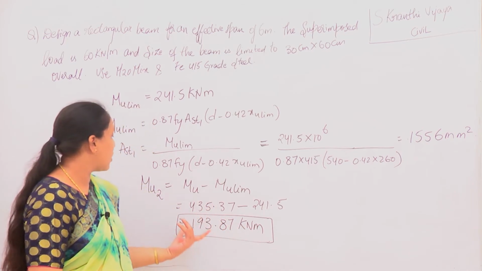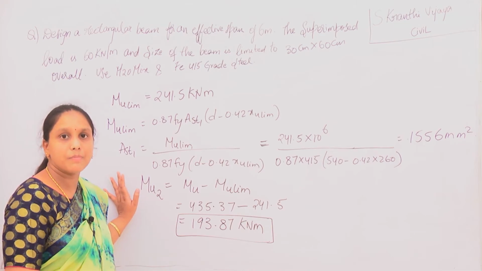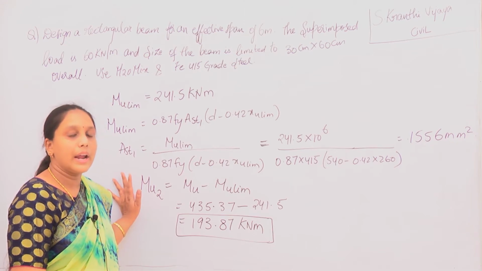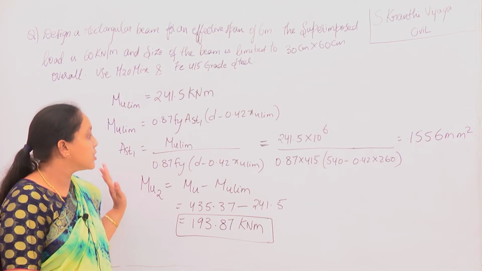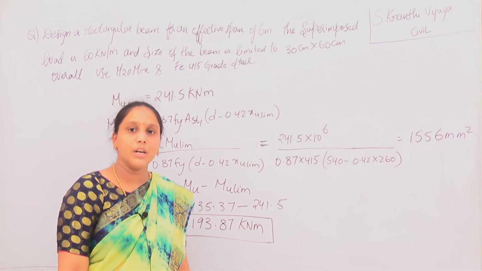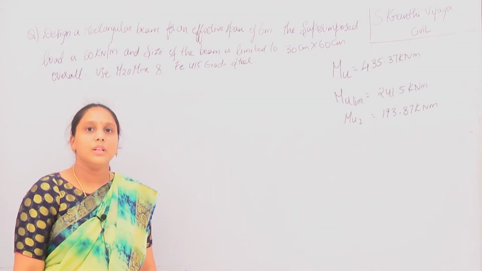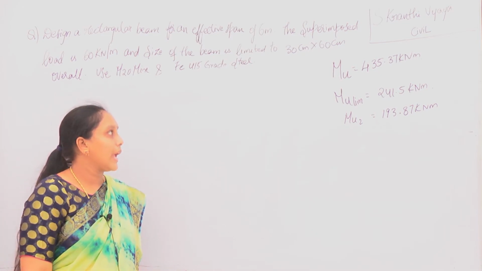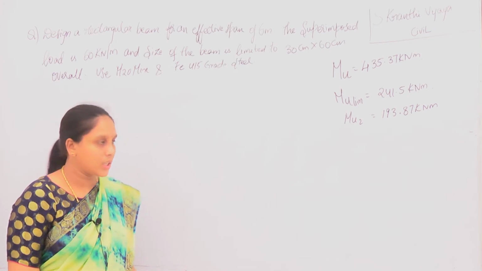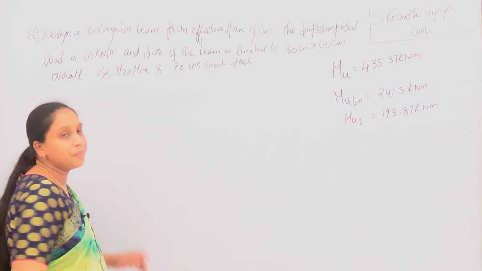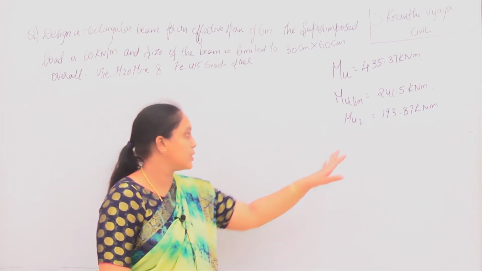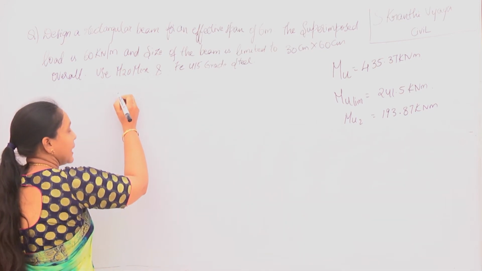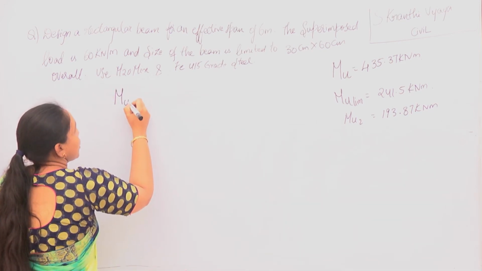So now after finding the additional moment, what is the next step? You have to calculate the area of the compression steel and the area of the tensile steel. First, let us find the area of the compression steel. That is, we have to calculate the Asc corresponding to this moment, Mu2. So how will you find it?